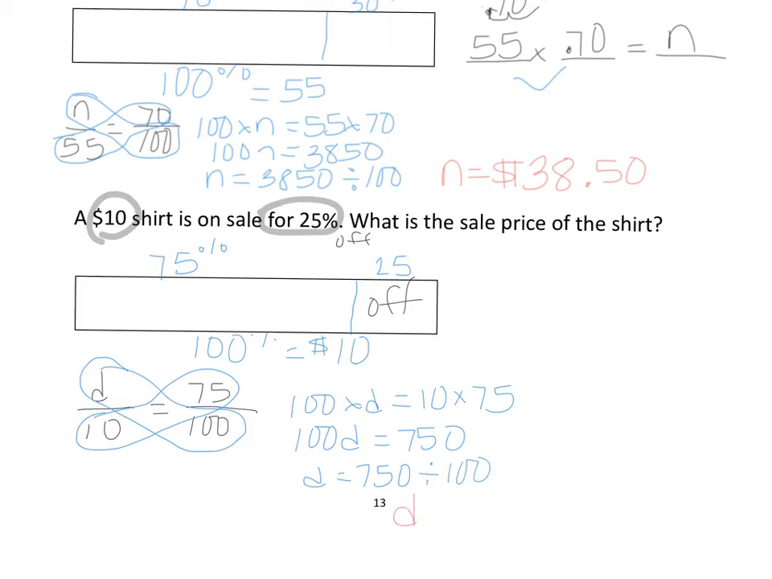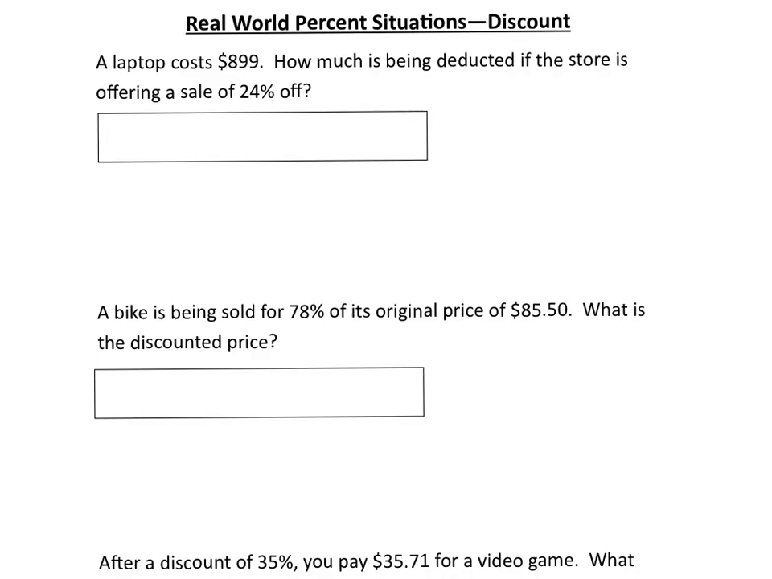To get that, the sale price is $7.50. If we wanted to do this in an equation, we have to take the 75%, turn it into a decimal, which is 0.75 because we moved it 2 spaces to the left. The whole price of the shirt was $10, and we're looking for the sale price. We then multiply 10 times 0.75 and we get $7.50.